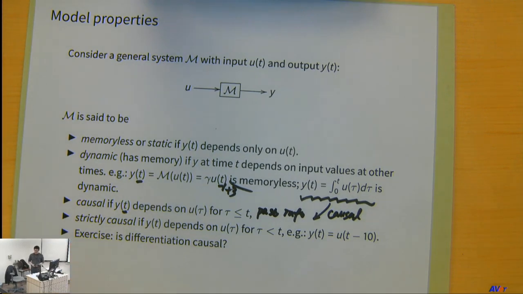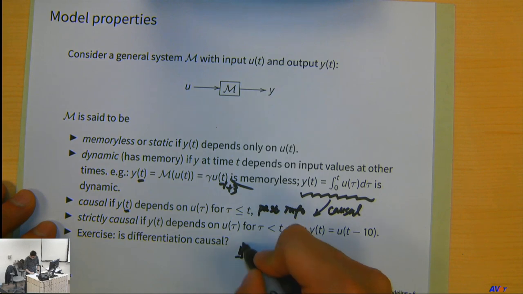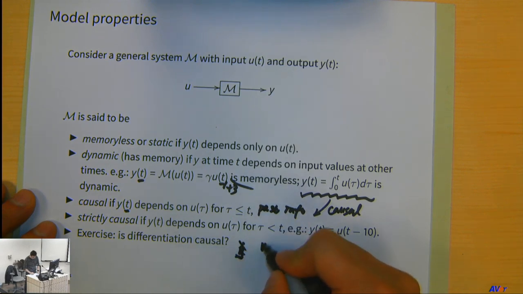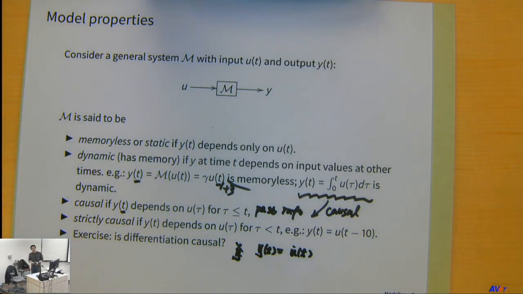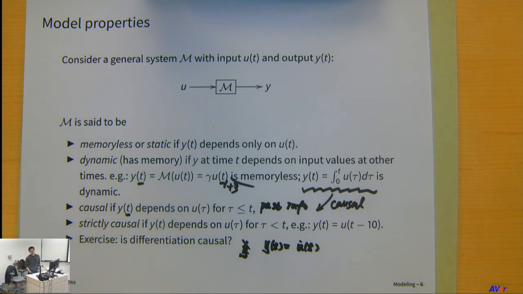But what about differentiation? If y of t is u dot t, is this causal or not? Okay, all right. Hope you guys have already spent some time on it.